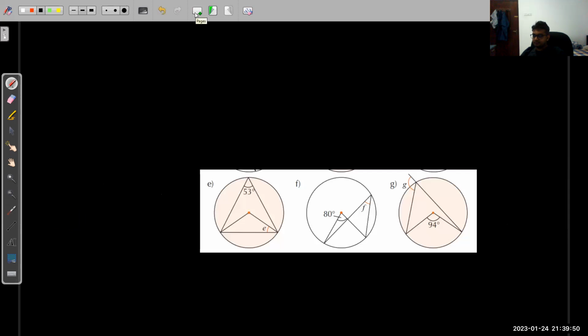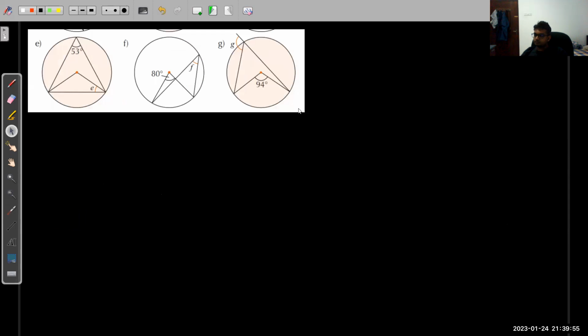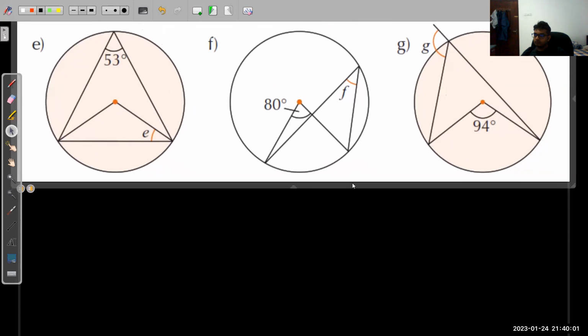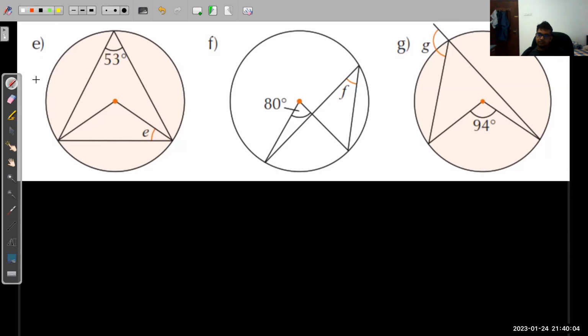Okay. Shall we try these 3 questions? Okay, E. What do you think? This is the value you need to find. So for E, I have to mark it. So do I have to find out what double the amount of 53 is?